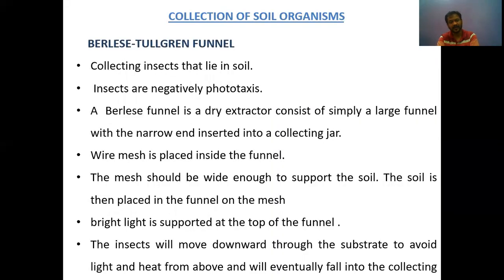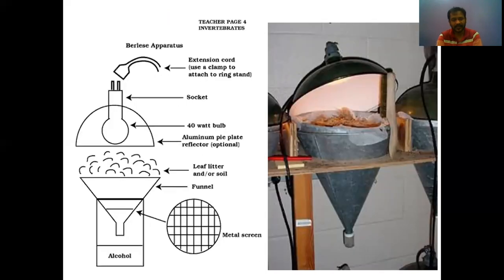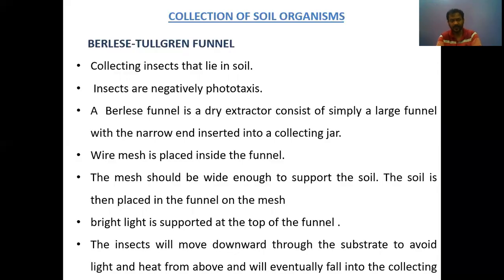The insects move downwards through the substrate to avoid light and heat, and eventually fall into the collecting chamber. So this is a simple Berlese funnel experiment by which we collect soil organisms. This is one kind of method of collecting soil organisms.